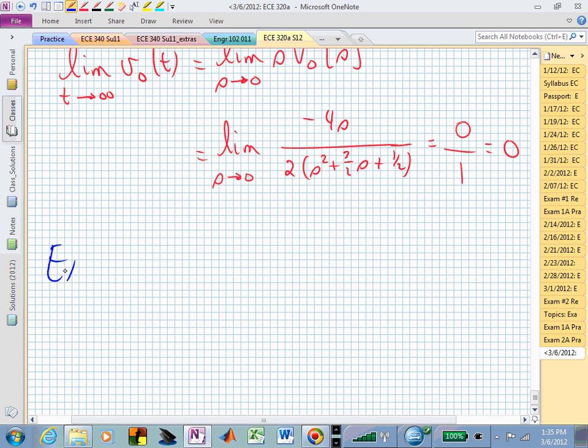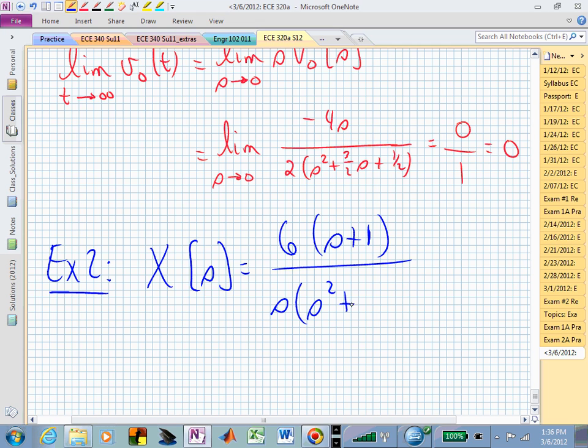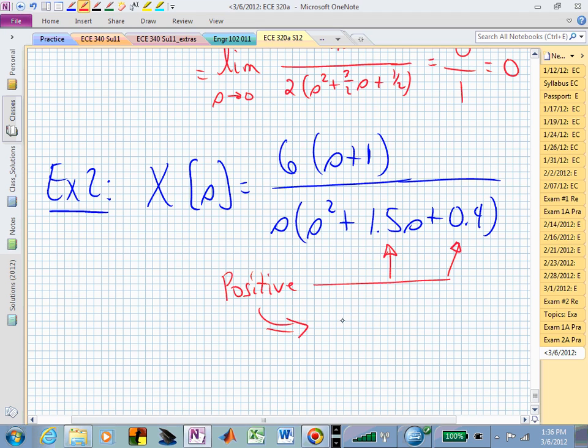Suppose we say here is X of s, and it is 6s plus 1 over s squared plus 1.5s plus 0.4. If we look at these two coefficients, are those in a good place or not? They're both positive. So what we will refer to, that actually is they have decaying exponentials. We'll call that a stable response. So those are stable poles, or poles in the left half plane. And that's a good thing.